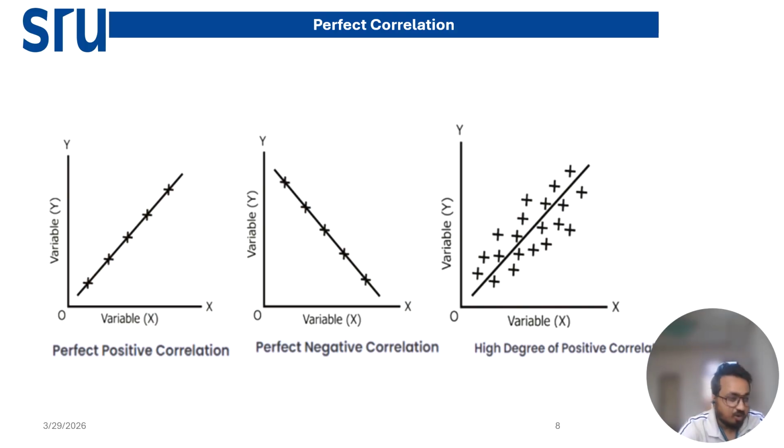If the pattern slopes upward, as you can see here, it indicates positive correlation. If the slope is downward, it indicates negative correlation. And the scatter plot gives us visual understanding before we move to the numerical measures.